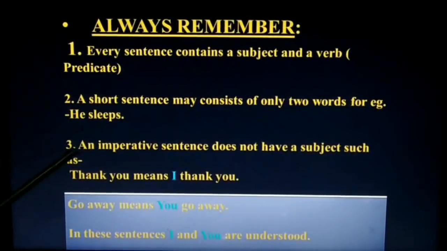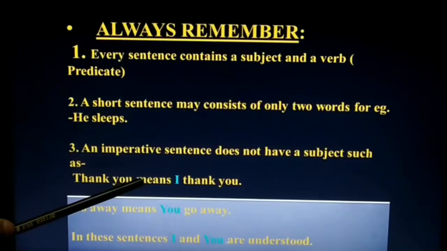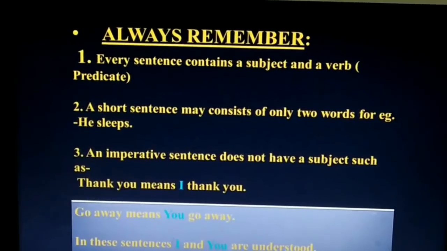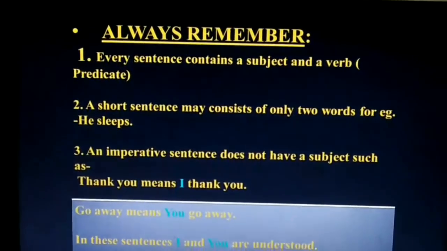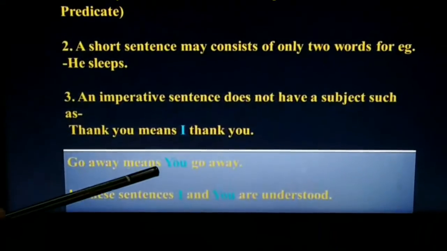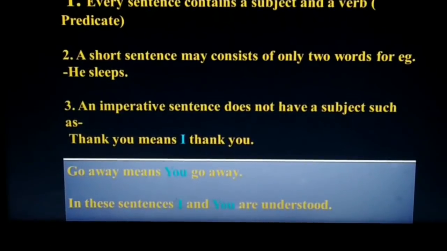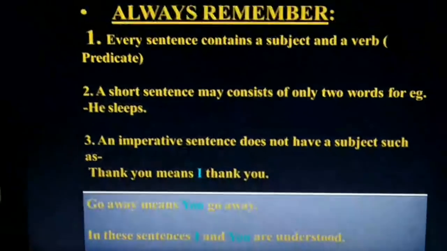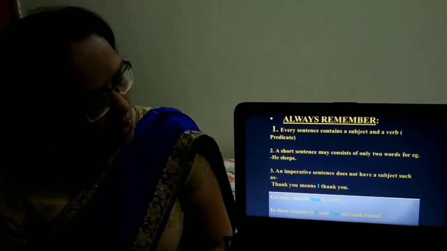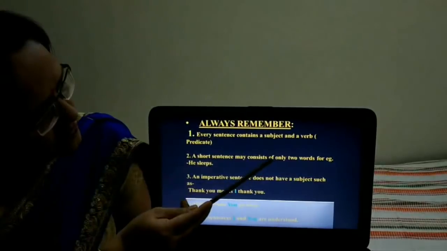Now the third one, an imperative sentence does not have a subject, such as thank you, meaning I thank you. So in an imperative sentence, the subject is not there, it is understood, like I is understood here. Go away means you go away. In these sentences, I and you are understood. So in an imperative sentence, remember children, the subject is understood. You don't have to write it. So always remember, every sentence contains a subject and a verb, that is, a predicate.